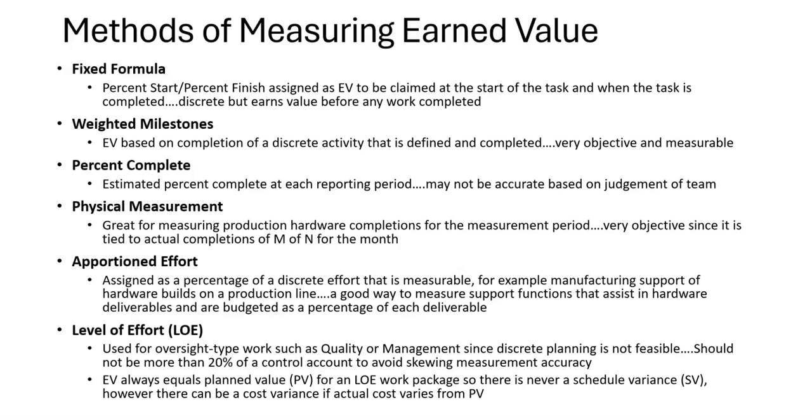So next bullet, EV always equals planned value for an LOE work package, so there's never a schedule variance. However, there can be a cost variance if actual costs vary from the planned value. If you think about it, I have X number of people with X salary working level of effort on a work package. They can never be behind schedule because they're going to earn what was planned, but they can be over budget if the salaries are too high or if you bring in additional help. You assign too many people, you can wind up going over budget on an LOE package.